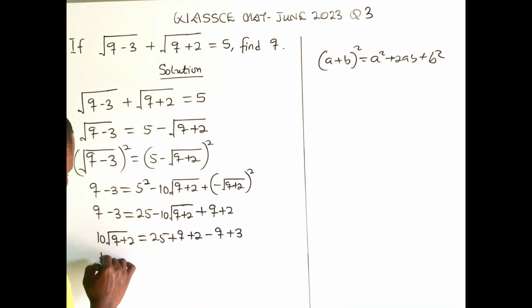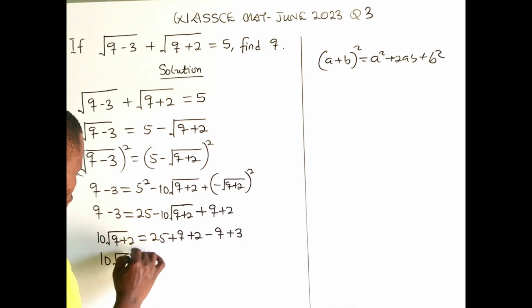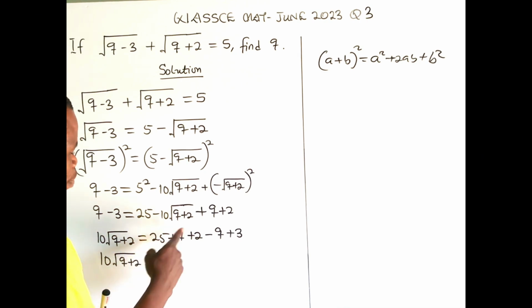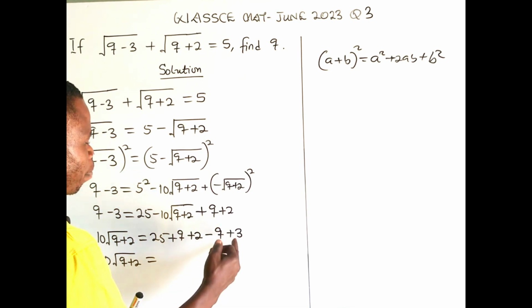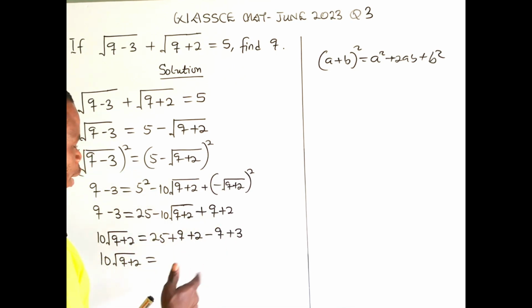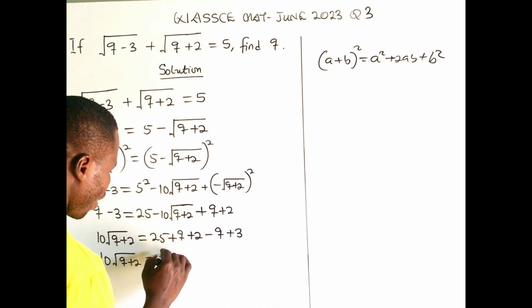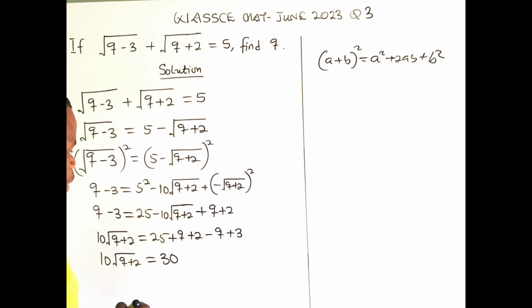Then I'll have 10 square root of q plus 2 is equal to 25 plus 2 is 27. 27 plus 3 is 30. So I have 30. Then you can see that q minus q is 0.